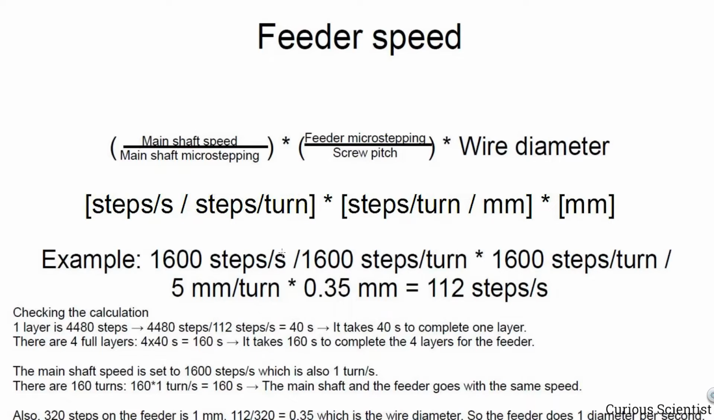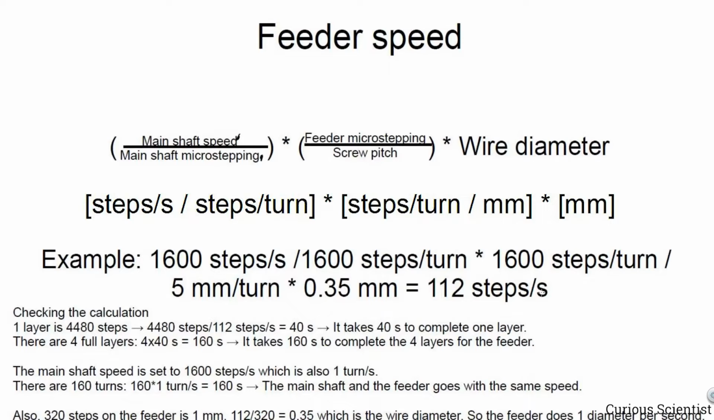So in the example you can see what happens here. The 1600 steps per second, this here, divided by the 1600 steps per turn, this one here. And then that is multiplied with this part, which is 1600 steps per turn divided by 5 millimeters per turn. And then that finally is multiplied by 0.35 millimeters. So the final result after taking care of all of these unit dimensions will be 112 steps per second. So that will be the speed of the feeder.